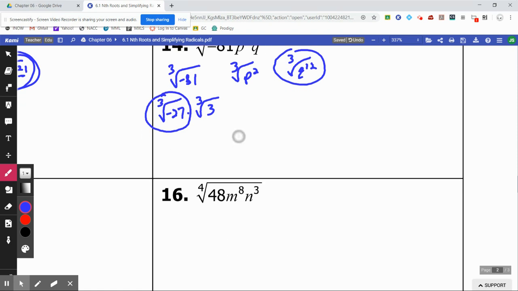So the cube root of negative 27 is negative 3. The cube root of q to the 12th would be q to the 4th. And then you still have a couple of things left under the cube root. That would be a 3 and a p squared.